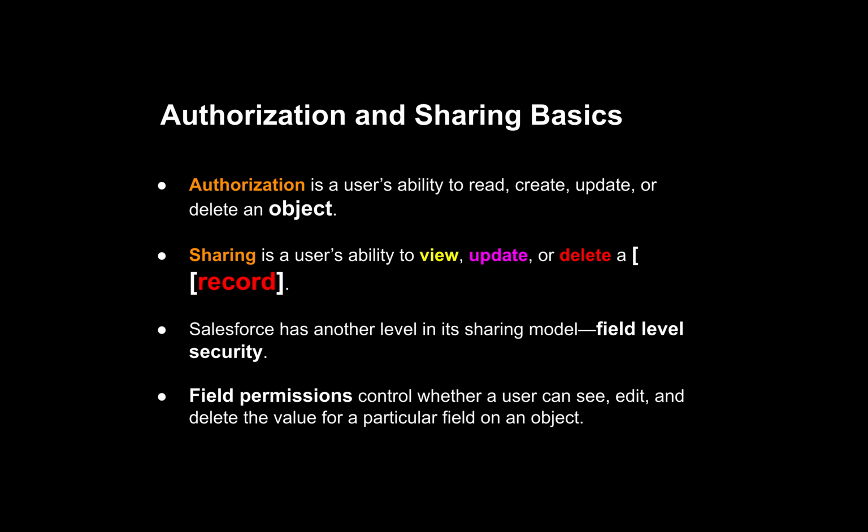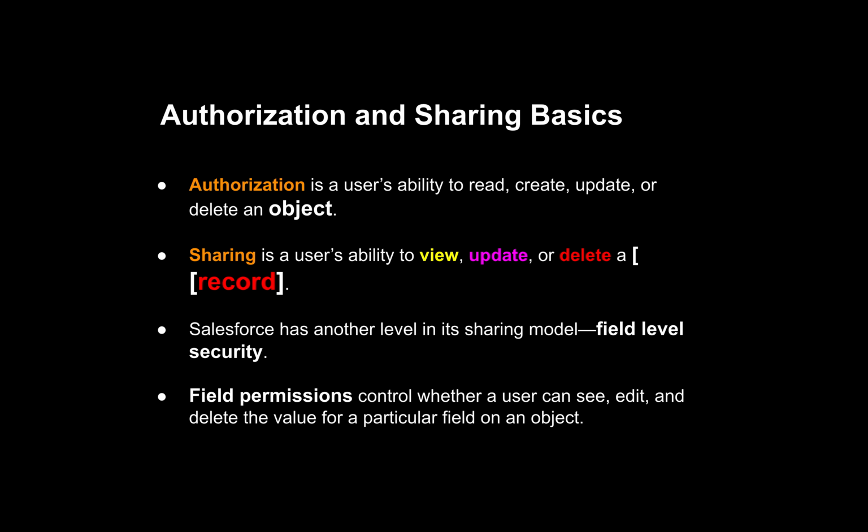Sharing is also a user's ability, but it is to view, update, or delete a record. So authorization talks about the different operations a user can do on an object. Sharing talks about the user ability on a record. Salesforce has another level in its sharing model, which is field level security. Field permissions control whether a user can see, edit, and delete the value for a particular field on an object.